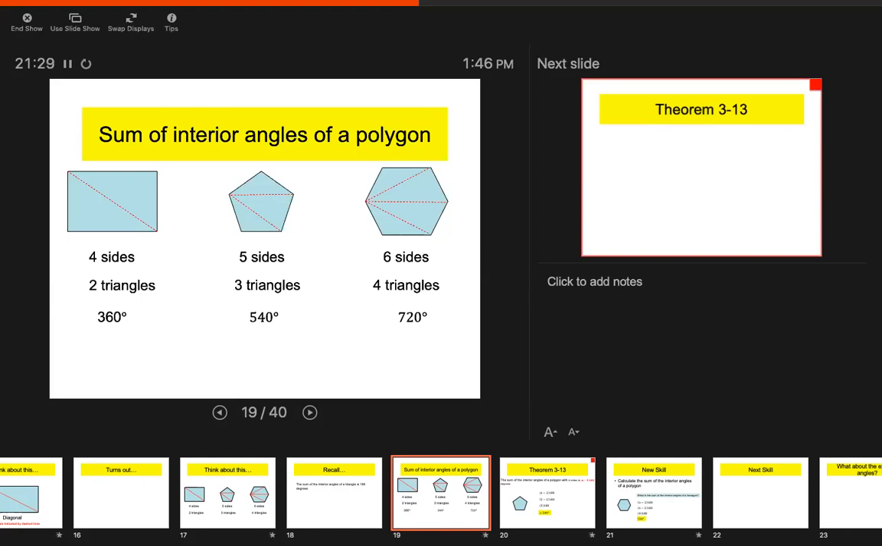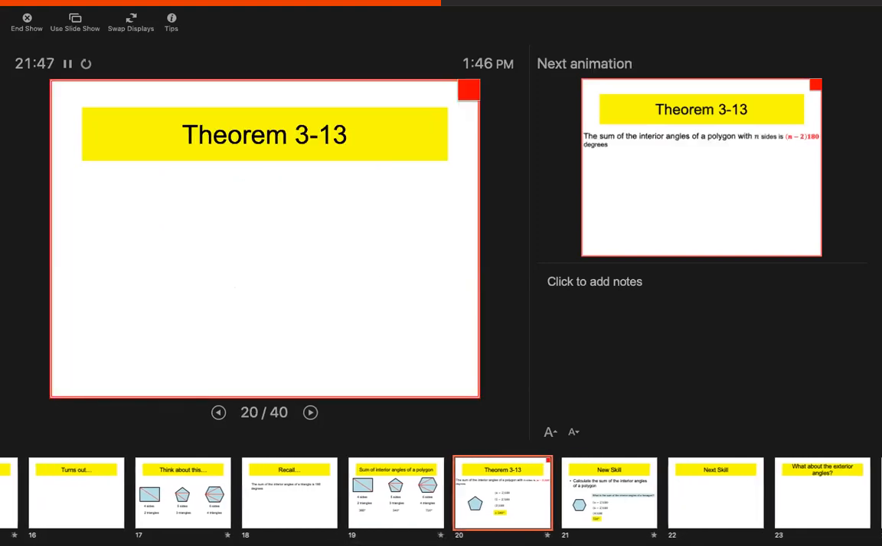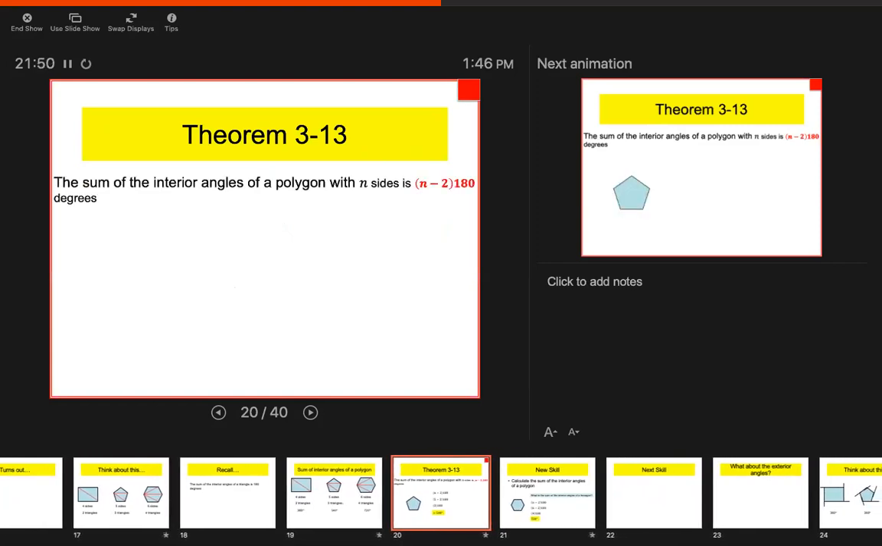You guys are tap dancing all around the answer. How did we get this number? 4 times 180. How did we get 4? n minus 2, where n represents the number of sides, minus 2, and then times 180. That's the formula. This is theorem 313. You just proved it. n minus 2 times 180.